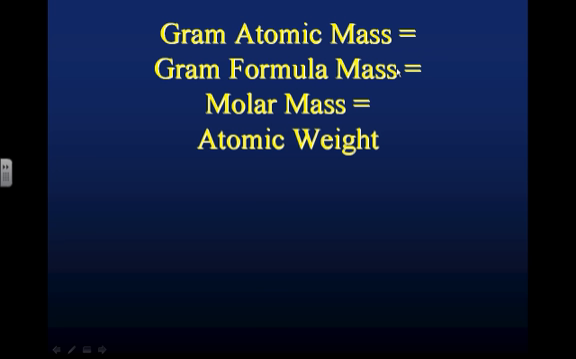So these terms on the board right there, gram atomic mass, gram formula mass, molar mass, atomic weight, molecular weight, there's all kinds of different terms that you could have. They all mean the same thing. And on your periodic table, that's the number below the element. On the periodic table on the wall, it's the number below the element, or on the upper right actually in red. So those all mean the same thing.